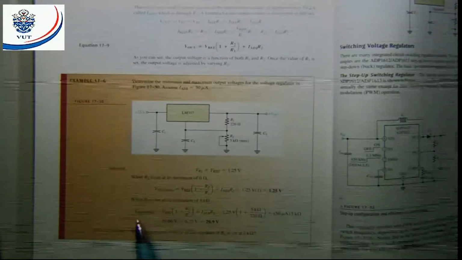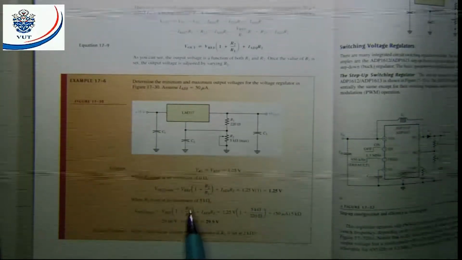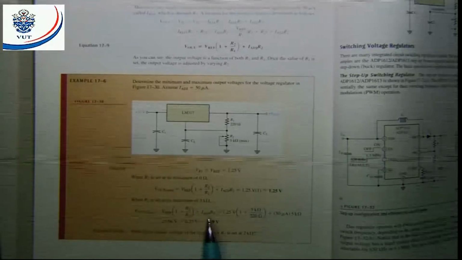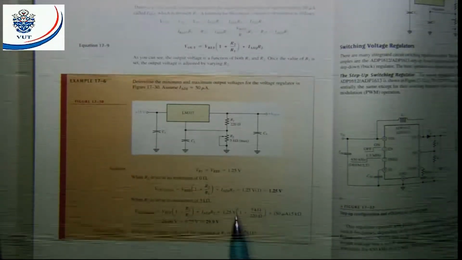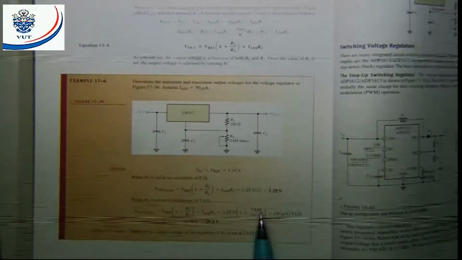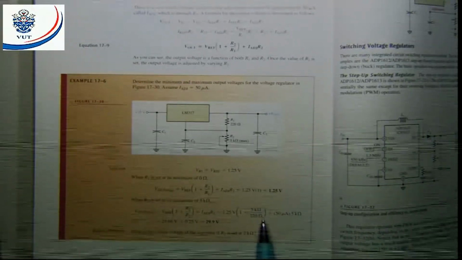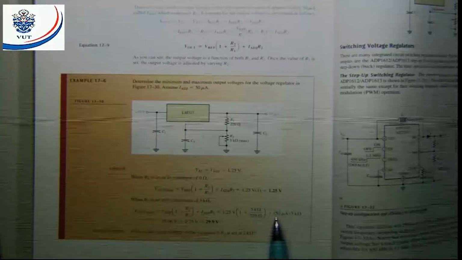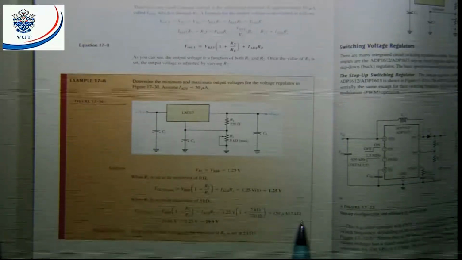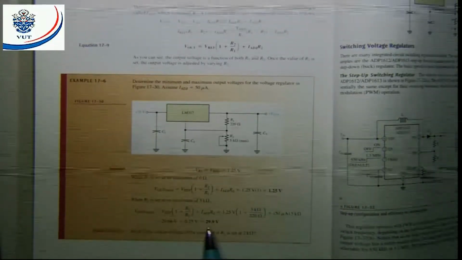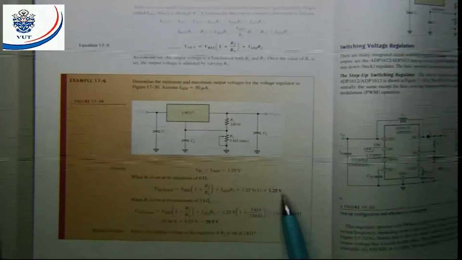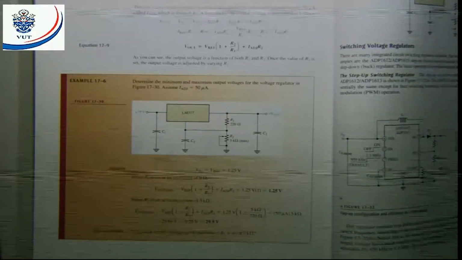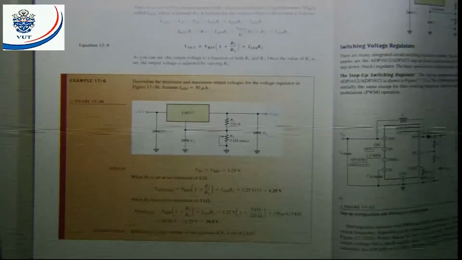When I set R2 to the maximum value, that will be 5 kilo ohms. Then I can work out my output. It's V reference (1 plus R2 divided by R1) plus I adjust times R2, and it's equal to 1.25 volts (1 plus 5 kilo ohm divided by 220 ohms) plus my 50 microamps times the 5 kilo ohms, and that will give me 29.9 volts. That means I can adjust from 1.25 volts to 29.9 volts.